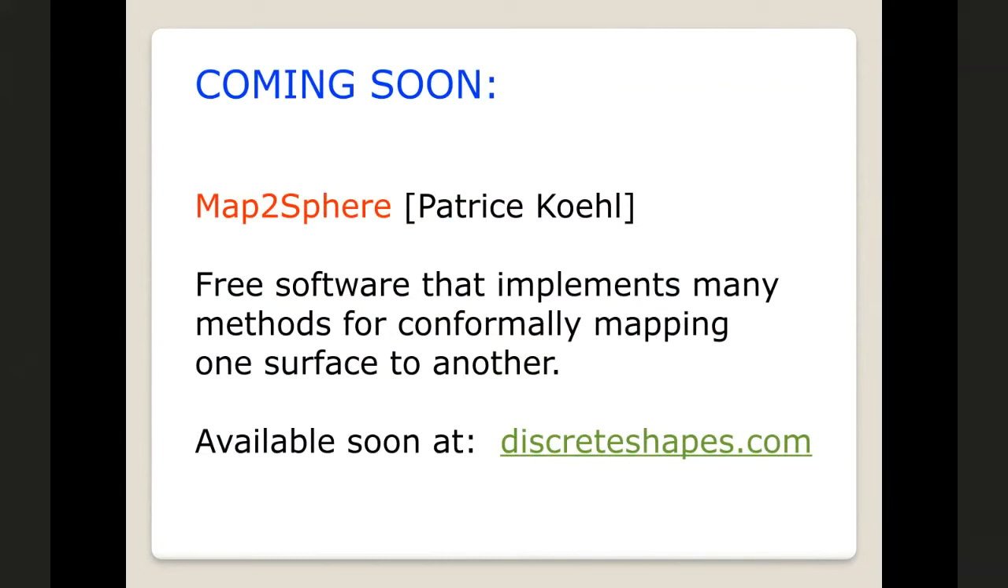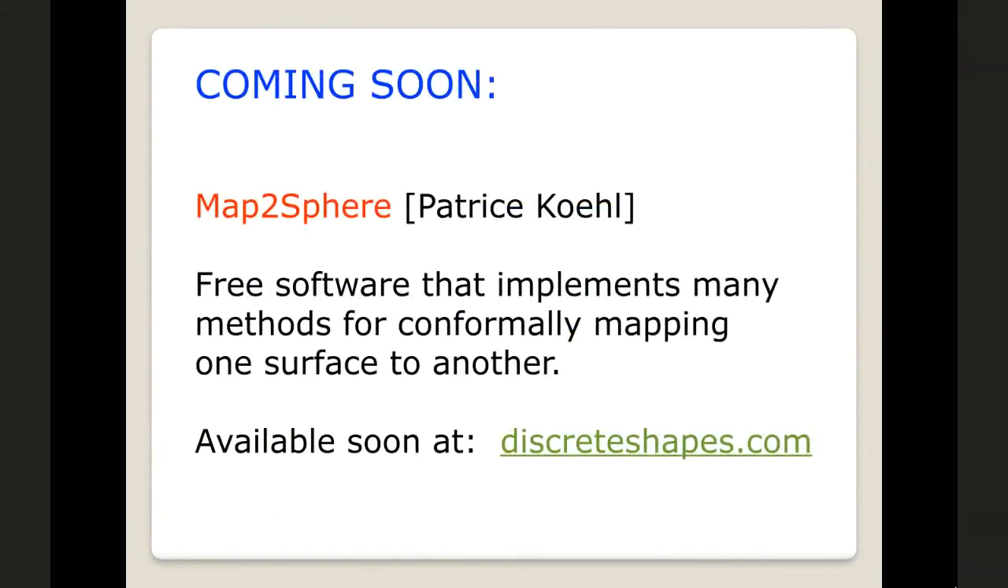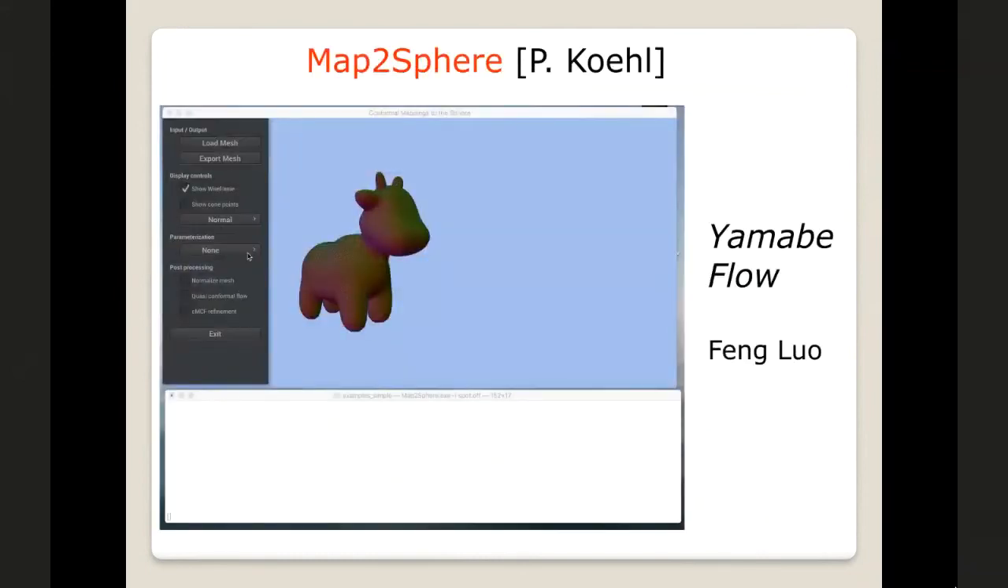Patrice Koehl and I, in working on this, discovered that this is the key bottleneck for applications: constructing these discrete conformal maps efficiently and robustly, so it doesn't break when you put in a bad triangulation. That was the most difficult single problem we had. And Patrice is an expert software developer, so he's been working on a method to do this. I just want to show you an example. There's a program called Map2Sphere, which will be available soon at a website we've put up called discreteshapes.com. This will be freely available. And I made a little movie here of how it works.